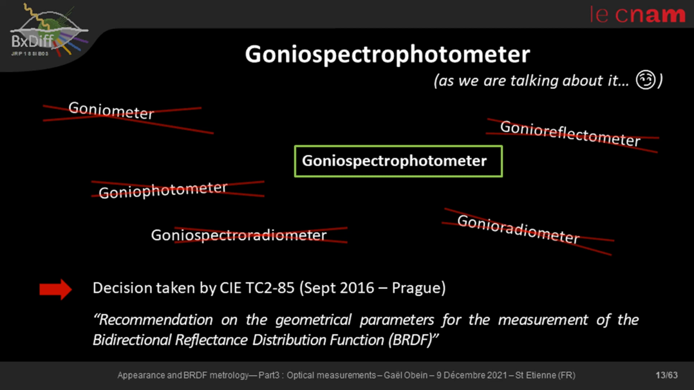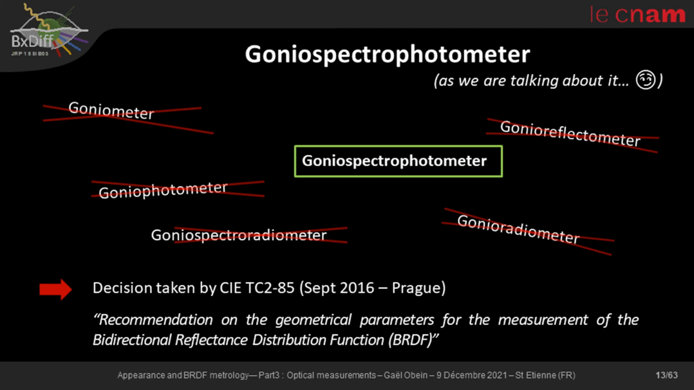The goniometer, we use to make measurements of the refractive index. The goniophotometer is a device that measures the luminous flux by integration of the luminous intensity on the full hemisphere. A gonioreflectometer might work only for measurements that are done in reflectance. And it's a pity because most goniospectrophotometers can do reflectance or transmittance measurement in the same way, because of the construction.